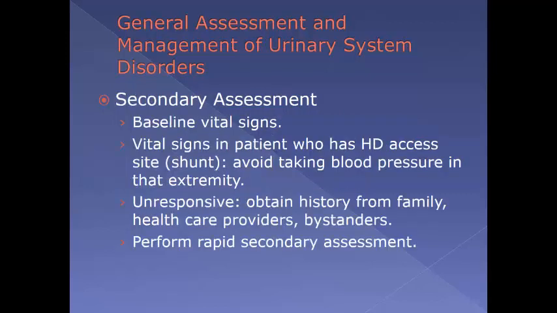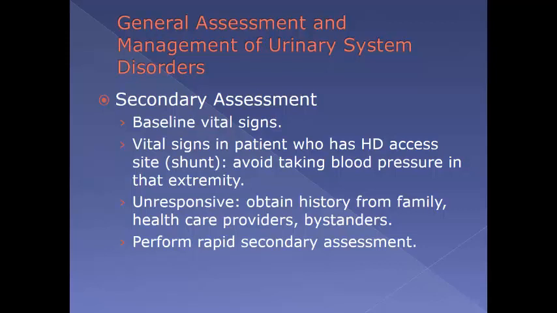All right, once we've looked at our ABCs, we're going to look at our secondary, get our baseline vitals. If they do have a hemodialysis access point, a shunt in an extremity, don't take blood pressure in that extremity. Now, as people are on dialysis for a long time, those shunts eventually go bad, and so they will put in a new shunt. So if they have shunts in both sides, ask them where they take their blood pressure at the dialysis clinic and take it in the same place. So that's your backup there. You want to use the non-active site.